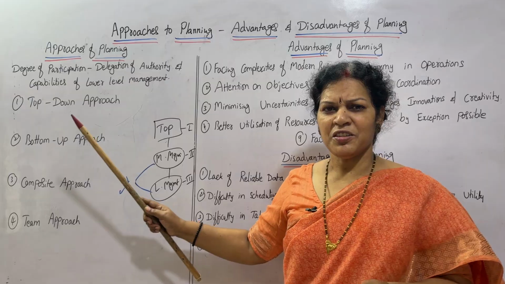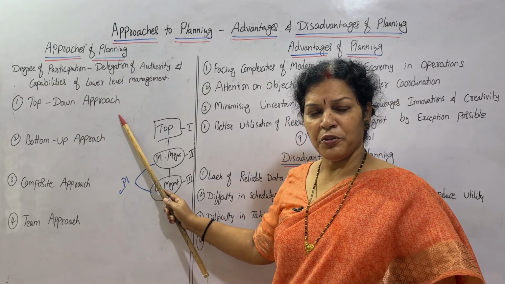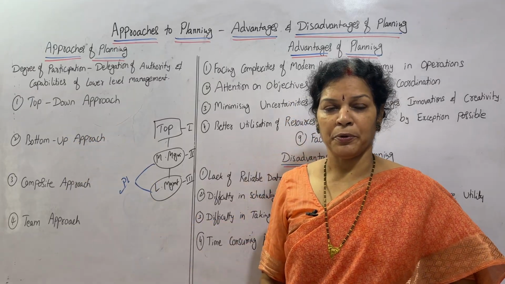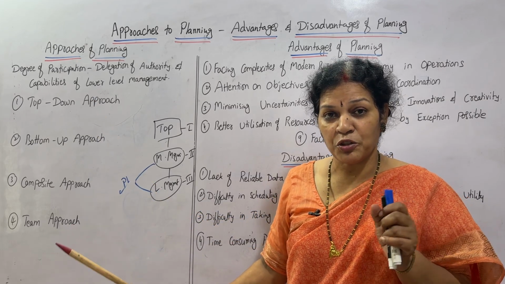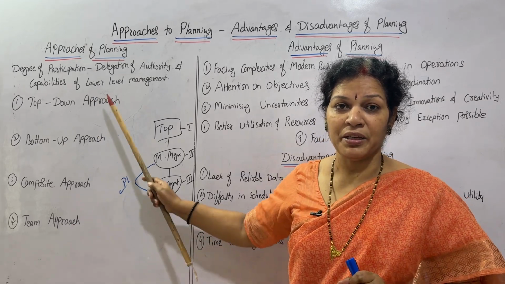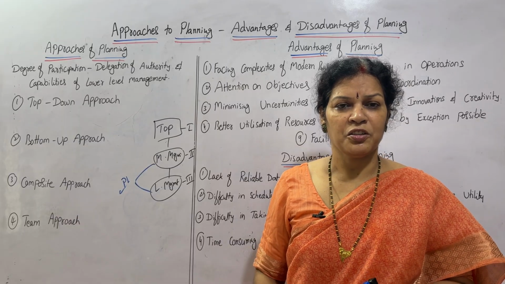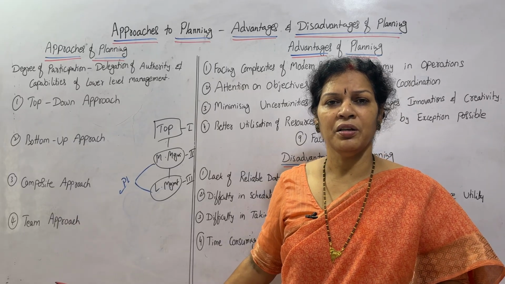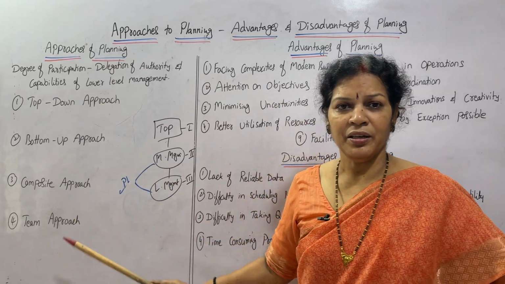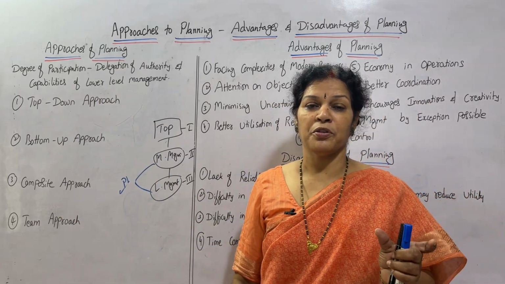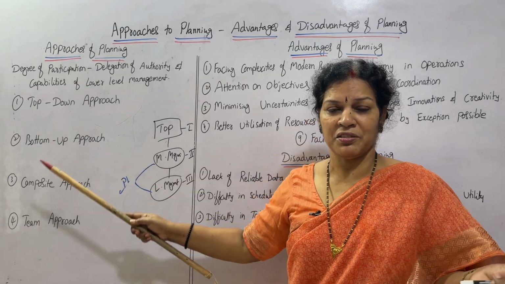Combination of both means the top down approach is there and also the bottom up approach. Top down approach means wherever critical decisions have to be taken, that planning can be given to the top management. Small decisions, give it to the lower level management or middle level management. Both together we can follow this composite approach. Combination of these two, very simple.